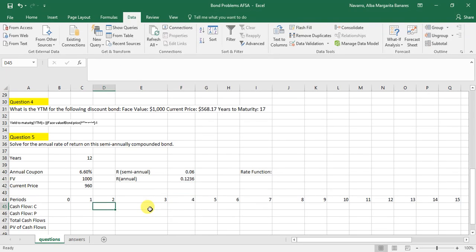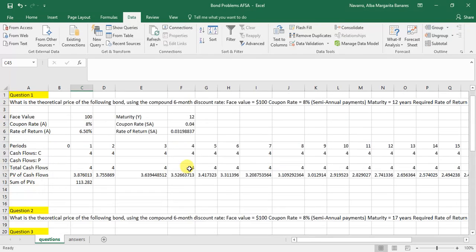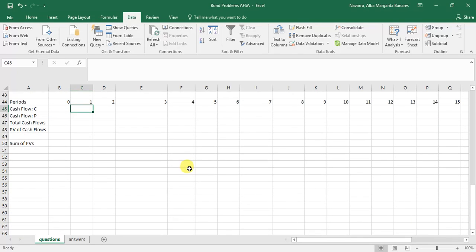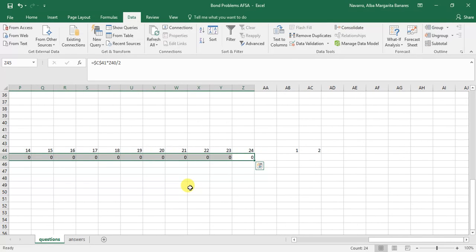Then what we can do is now calculate the cash flows. Remember that this is arbitrary, so it's going to change in the end, but we can still calculate our cash flows based on it. So $1,000, actually let's freeze our 1,000, times our coupon, divided by 2 since it's semi-annually compounded. And that is our semi-annual cash flow. Copy that throughout all the periods.